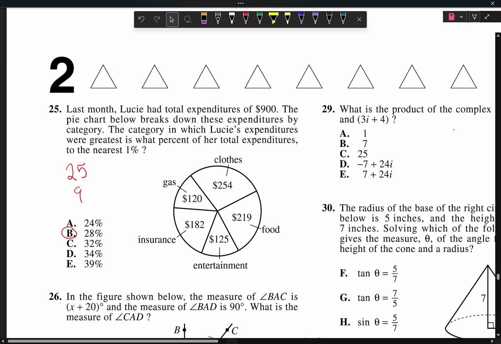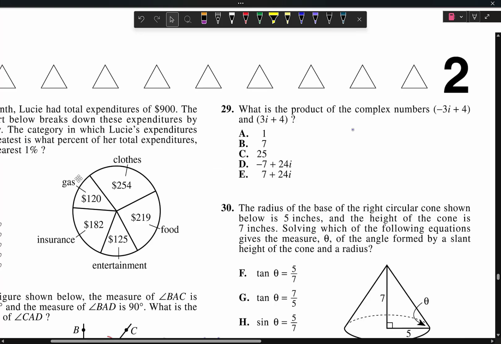29. What is the product of the complex numbers negative 3i plus 4 and positive 3i plus 4? Now, if you have a graphing calculator, you can just insert this into the graphing calculator. The imaginary button is second decimal point, and you can just type it in, it'll give you the answer. But let's, for argument's sake, say you don't have a graphing calculator.